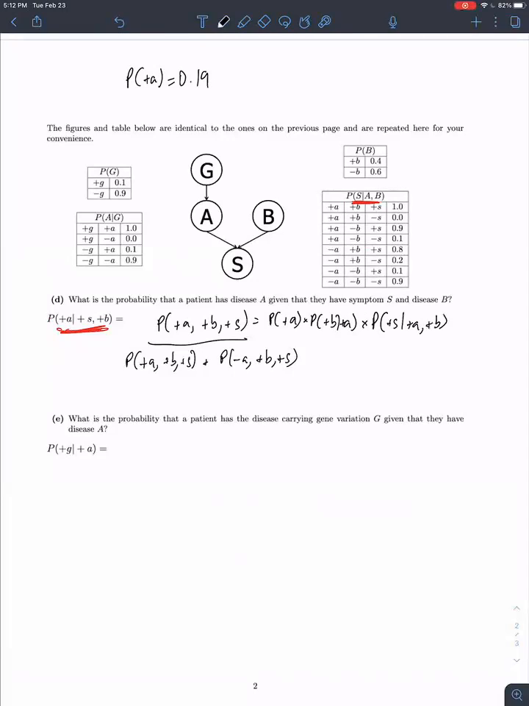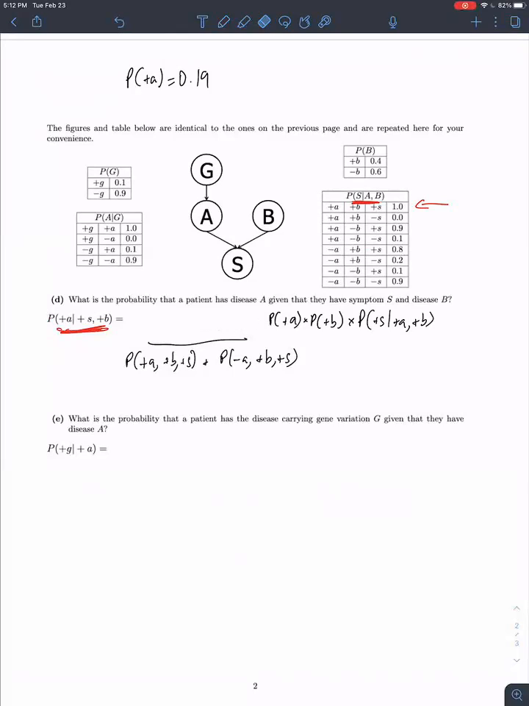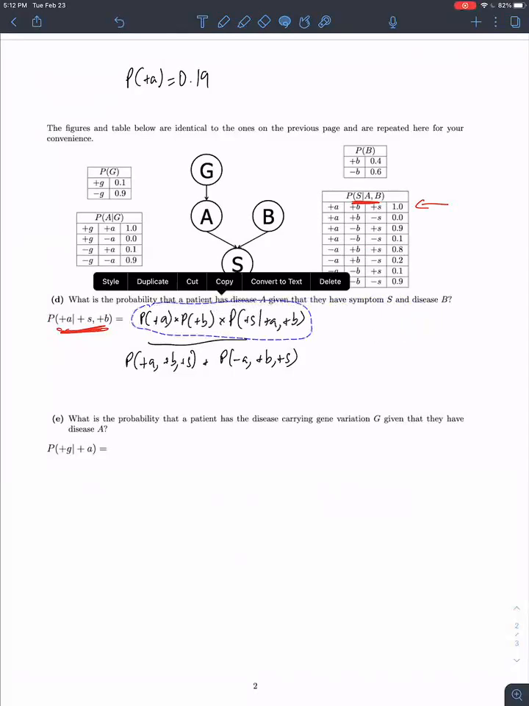All right, so we have the probability that you're positive for A, then the probability that you're positive for B given that you're positive for A. Well, they're independent. So that's just the probability that you're positive for B at all, right? Now, the probability that you're positive for S, given that you're positive for A and positive for B, well, that's just in the table, right? This table right here. First row. So this is pretty good. We can replace the expression up here. So that was the probability that you're positive for A, B, and S.